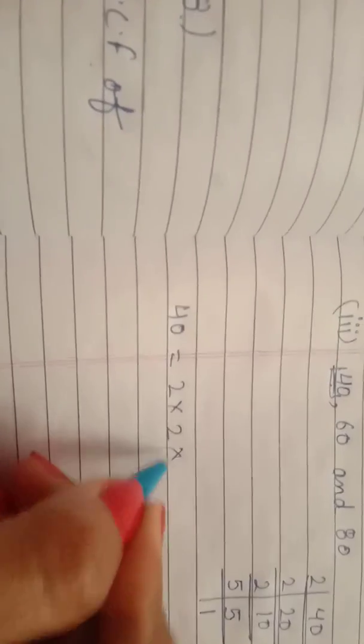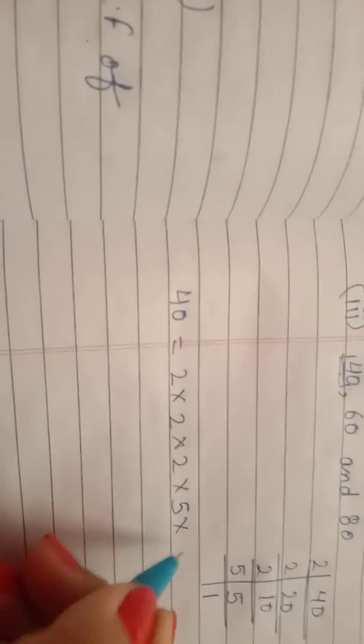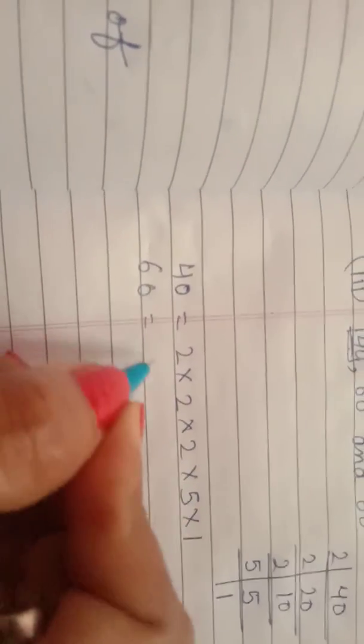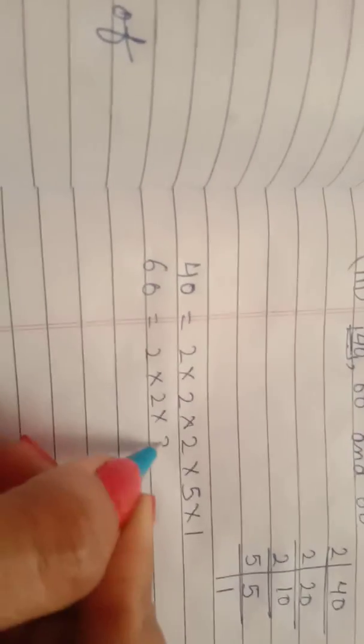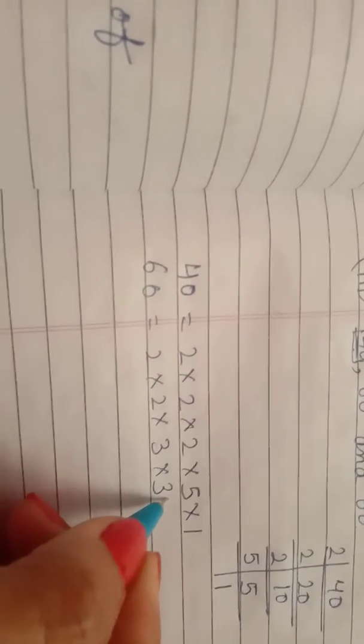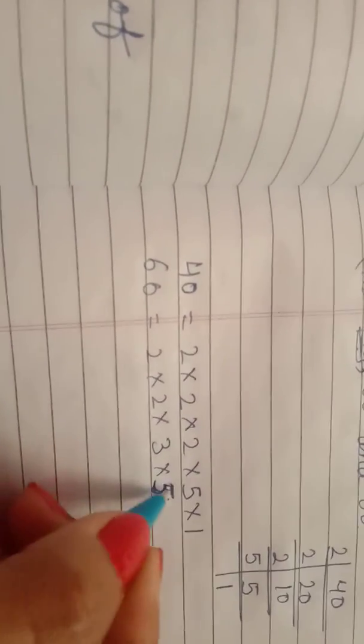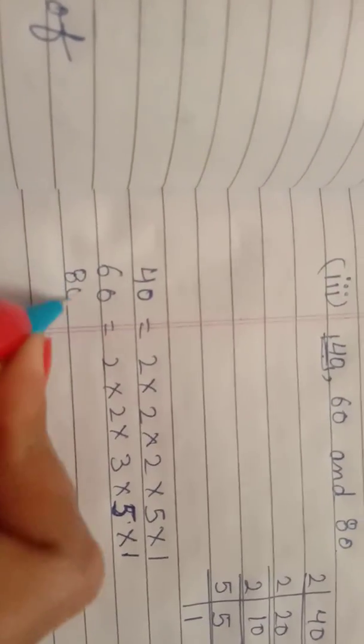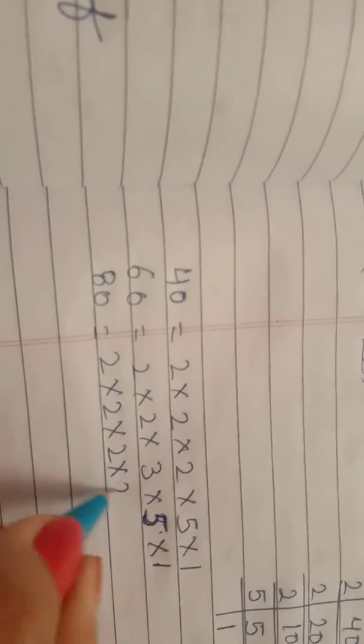So to write down the factors of 40. Factors of 40 are 2 into 2 into 2 into 5 into 1. Okay, factors of 60 are 2 multiply 2 multiply 3 multiply 5 into 1. Factors of 80: 2 into 2 into 2 into 2 into 5 into 1.